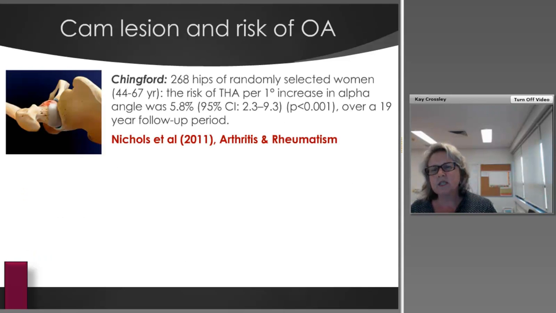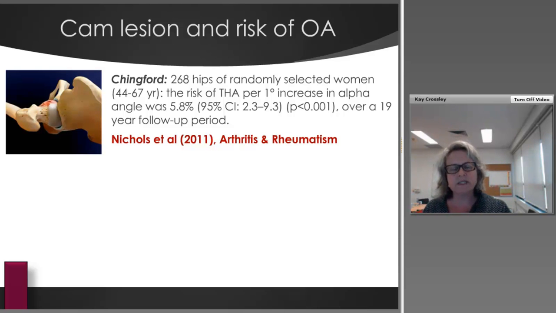So clearly we need more research in this area, but we certainly have enough evidence to say that this time of adolescence is the most important time for a cam to develop, particularly in young boys. So what about the relationship between a cam lesion and the risk of osteoarthritis?